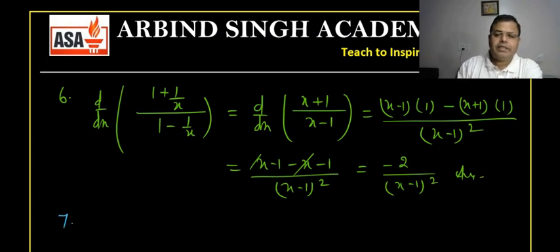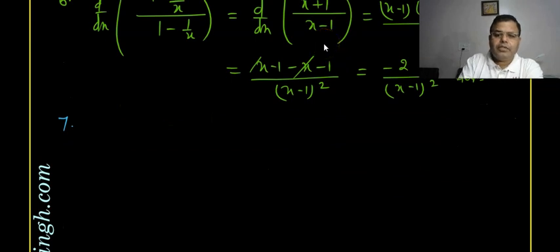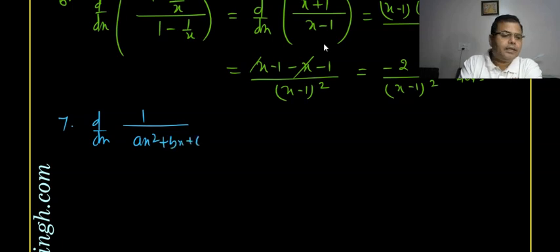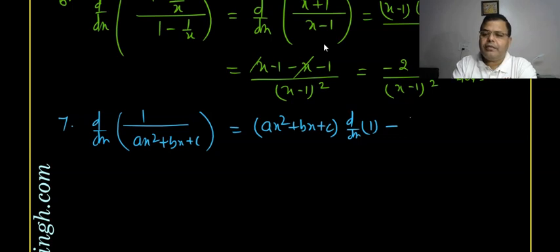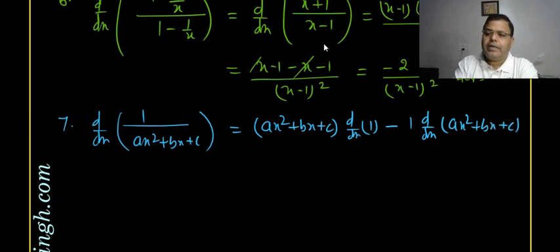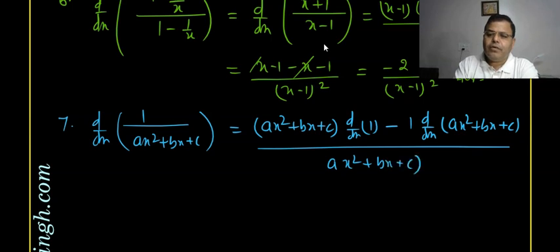Now take on question number 7. And one more question: d by dx of 1 upon (ax square plus bx plus c). This is what is given. So we can apply the quotient rule again. (ax square plus bx plus c) into derivative d by dx of 1, that will be 0, no need to write even though, but I have written it as per the formula, minus 1 into d by dx of (ax square plus bx plus c), divided by (ax square plus bx plus c) whole square.